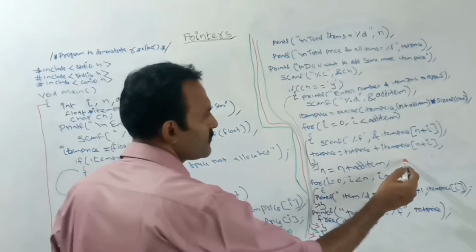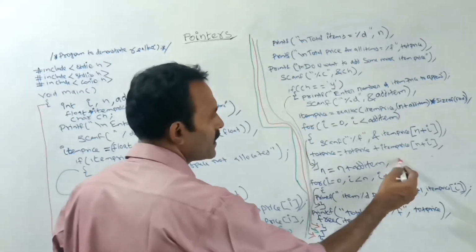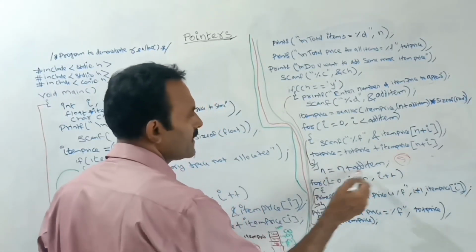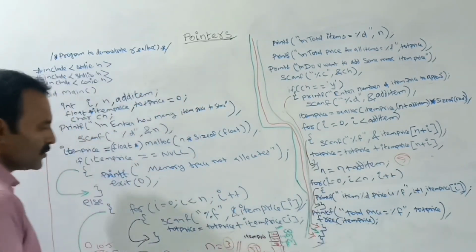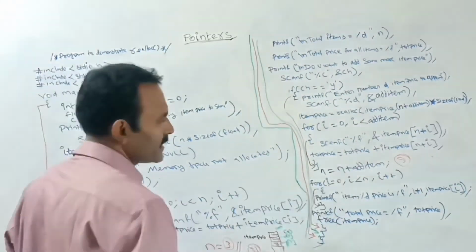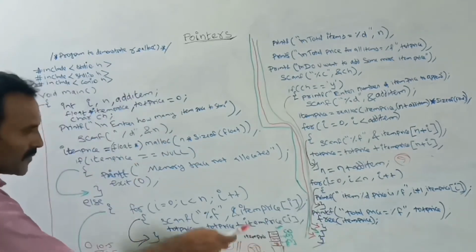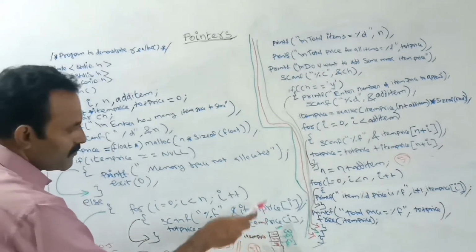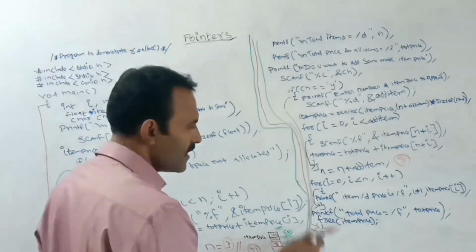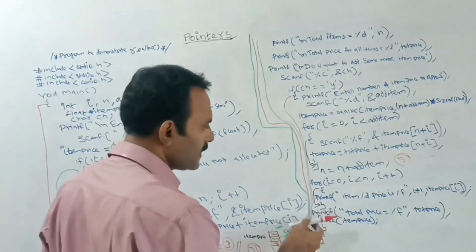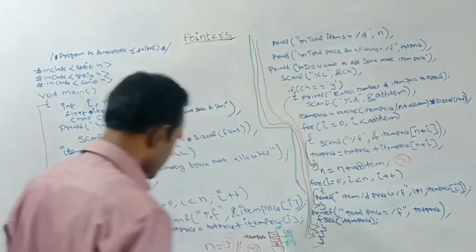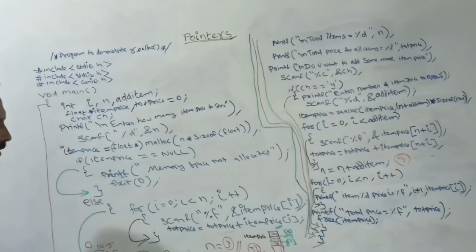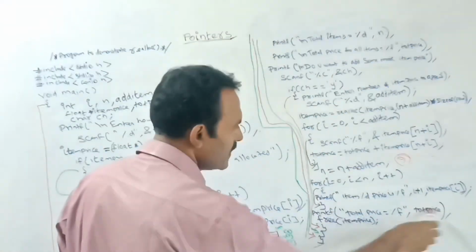Now n is equal to n plus add item. So n is 3, plus add item 2, that is 5. Now n will hold the value 5. So from the 0th to the 5th location, I am telling it to print from the starting address, that is, print the price list. After that, finally I am printing the total price for the items. What is the total price? Finally 82 will be printed.